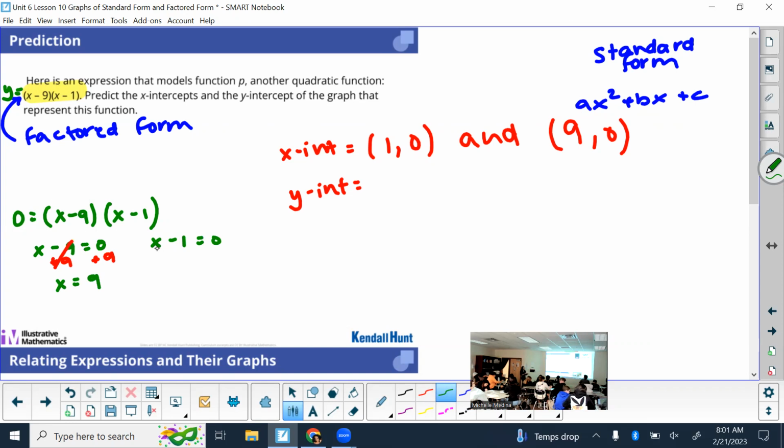For this one, opposite of subtracting 1 is adding 1. Do it to both sides, and I get x equals 1. Now, you can probably figure it out without necessarily having to write it all out. Think: what minus 9 gives me 0? What minus 1 gives me 0? It's 9, and 1.